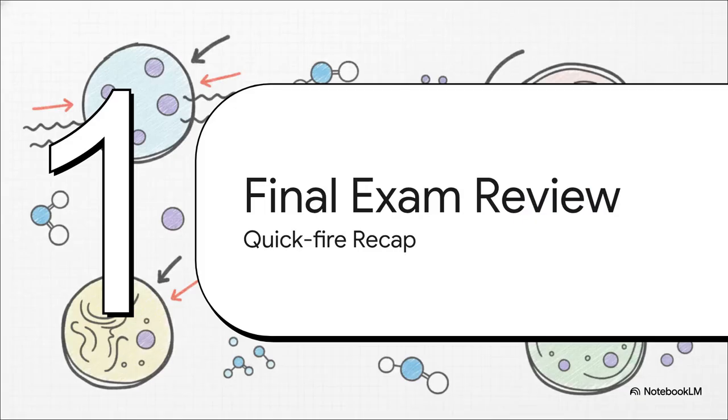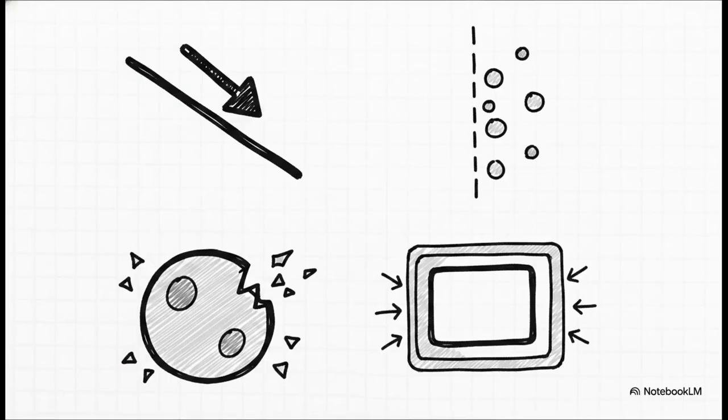Finally, Section 5, Final Exam Review. Let's lock this in with a rapid-fire recap to secure those marks. Rule 1. Water always moves from a region of high to low water potential. 2. It strictly requires a partially permeable membrane. 3. Water potential is just a measure of the free energy of those water molecules, maxing out at 0. And 4. Structurally speaking, animal cells risk bursting, hemolysis, while plant cells use their rigid outer walls to become turgid.